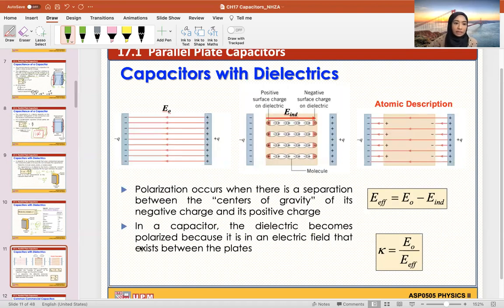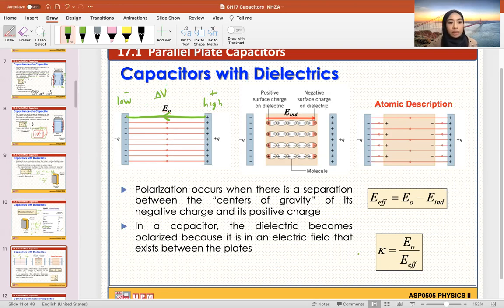So, capacitors with dielectrics. Previously, I told you when we have two plates and one is high potential, one is low potential, positive, negative, we will have an electric field, and we also will have a potential difference. Okay, at this point, I think I already said this like 10 times. Please remember this. So high to low, your arrow terminates at the negative, or your electric field terminates at the low potential.